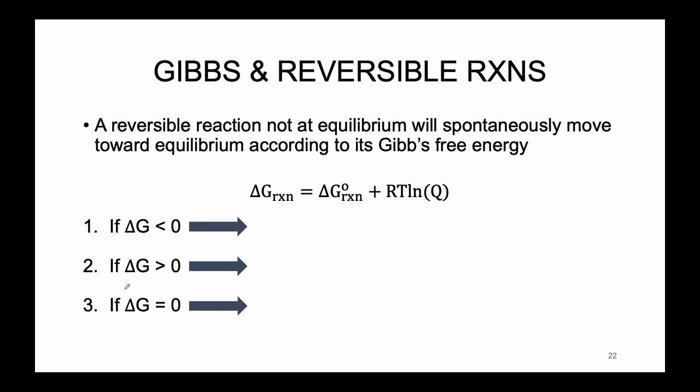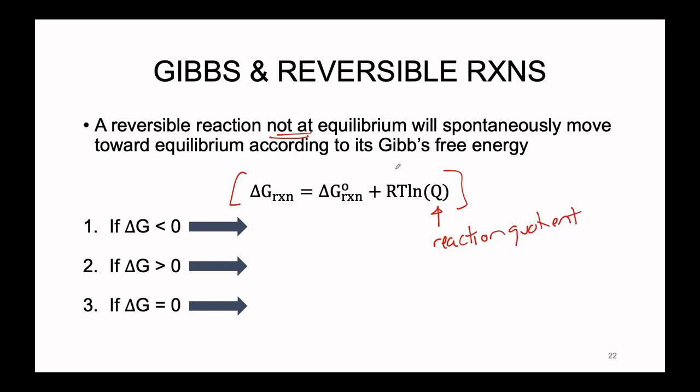Okay, so we can also use Gibbs free energy, as was previously stated, to determine what is the direction of our reversible reaction. A reversible reaction that is not at equilibrium will spontaneously move towards equilibrium, which is what we have been talking about, according to what its Gibbs free energy is going to be equal to. And so here we have this new equation present. What this equation represents, we'll start from the right and move to the left. We have a Q inside of this natural log, which stands for the reaction quotient that we have been talking about.